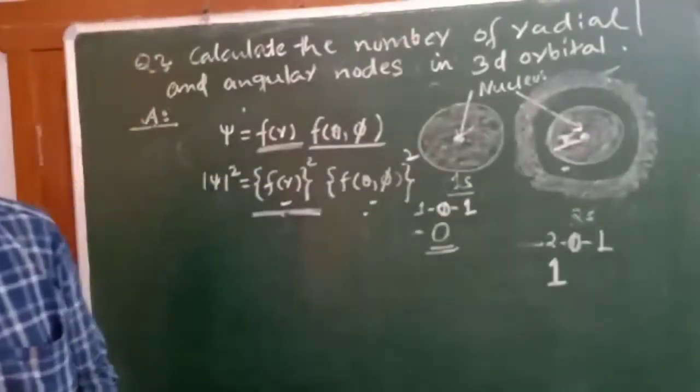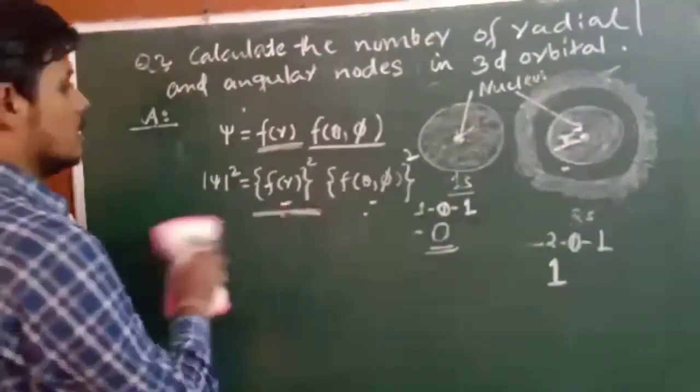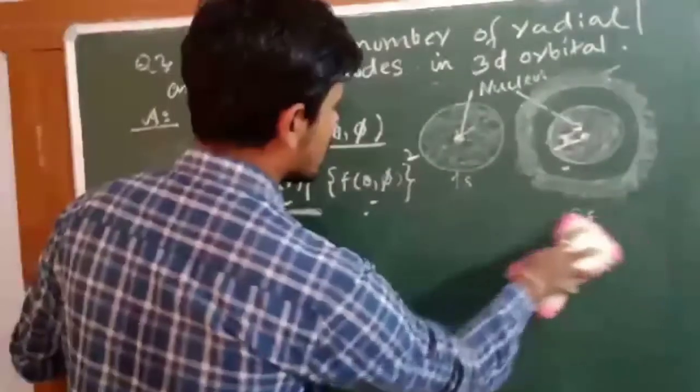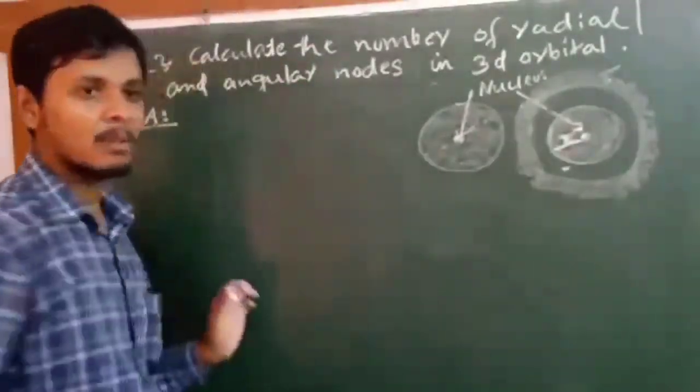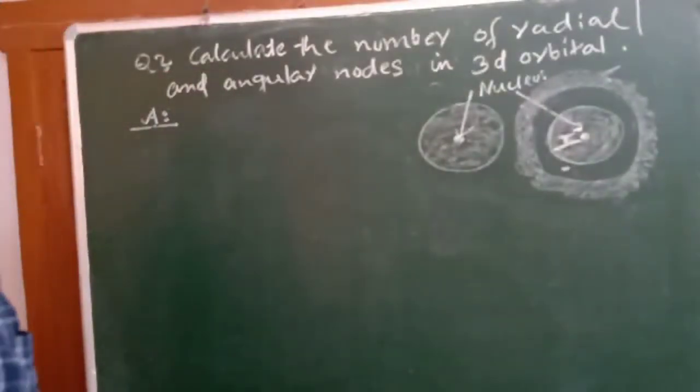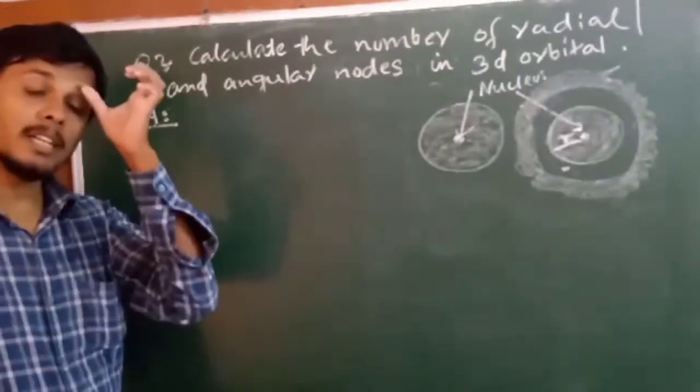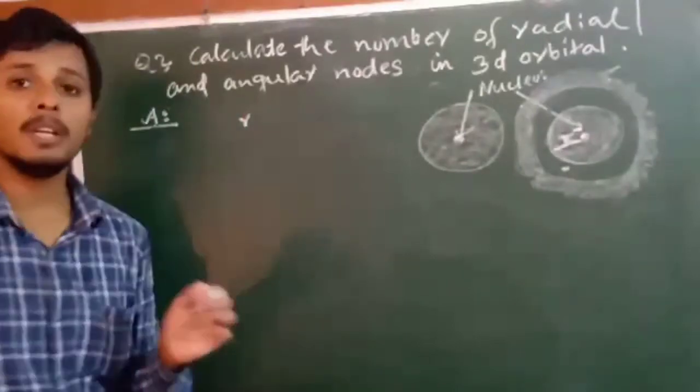So it is called a radial node because the radial part of the wave function is 0. So what is the radial part of the wave function? f of r, that function which depends upon the distance r from the nucleus.